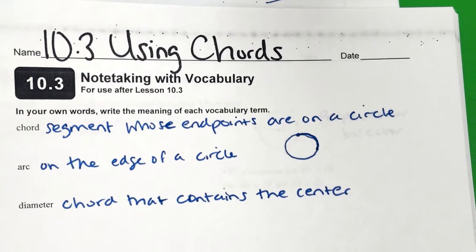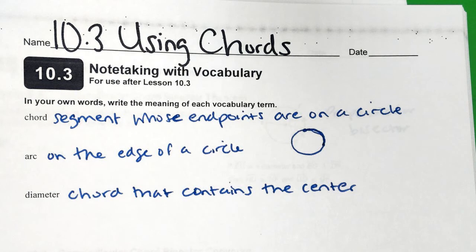Hello class, we're going on to our next section, 10.3, using chords. This is where we will find different arc lengths, finding different segments, using diameter, and talking more about congruent circles and those chords in order to find different segments.